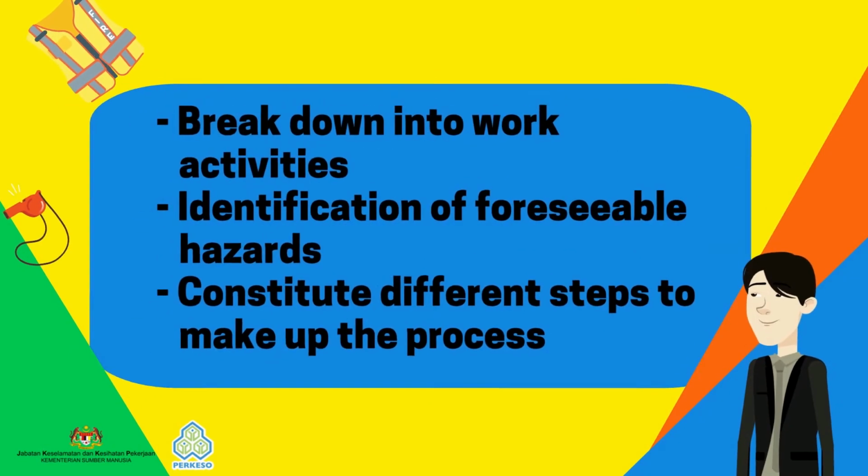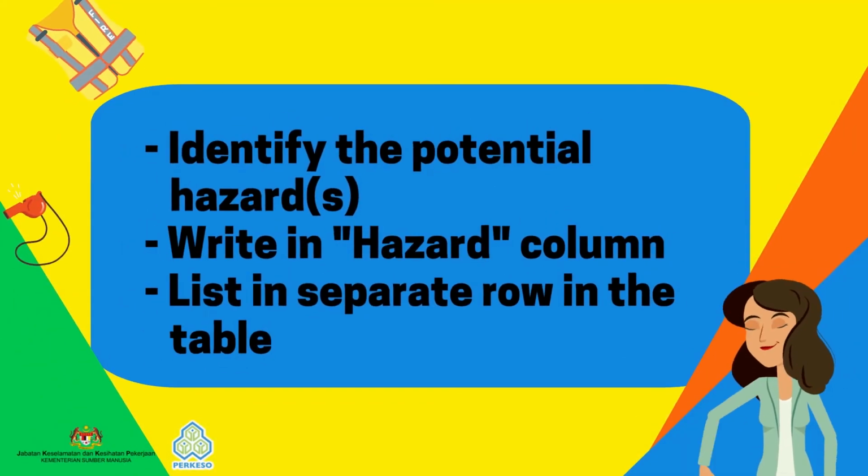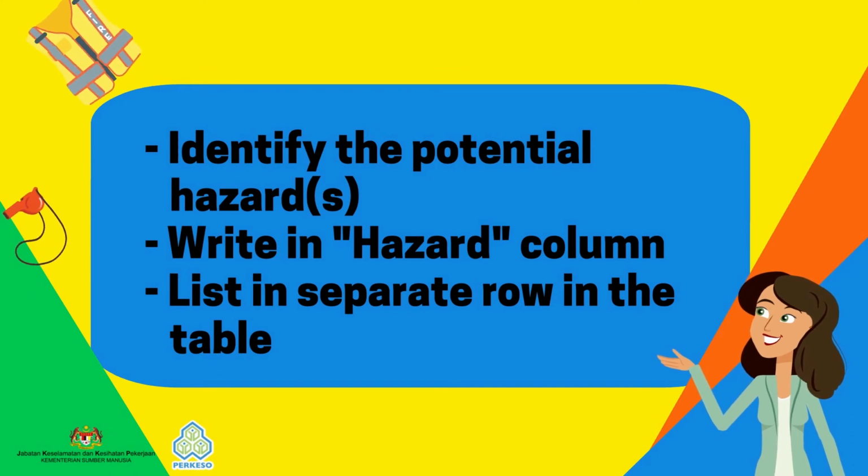Break down the process into its work activities to facilitate the identification of all foreseeable hazards associated with the work. These work activities constitute the different steps that make up the process. For each work activity, identify the potential hazards and write them down in the hazard column. List each hazard in a separate row in the table.